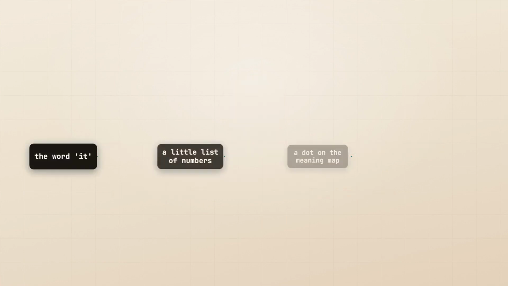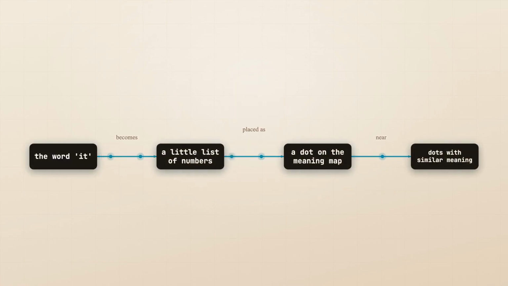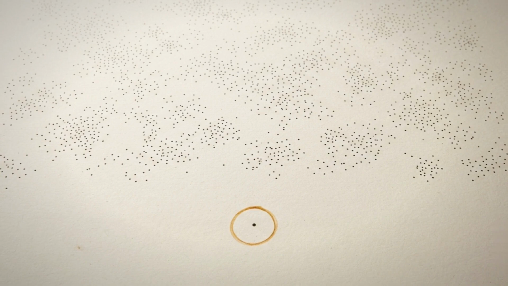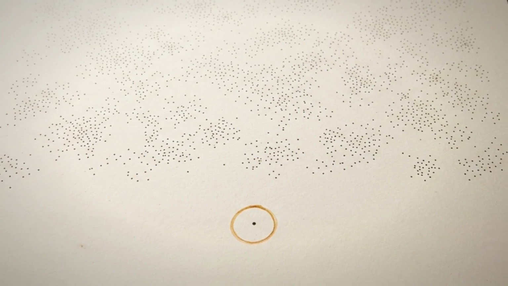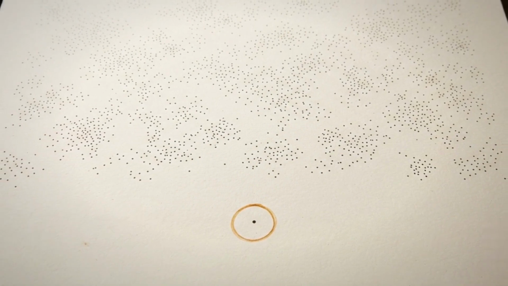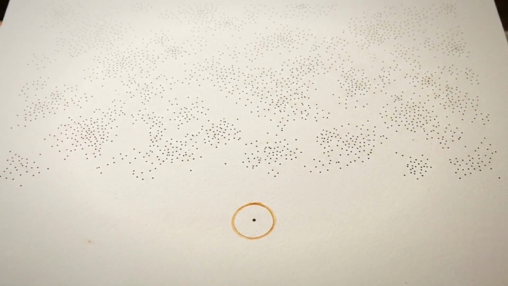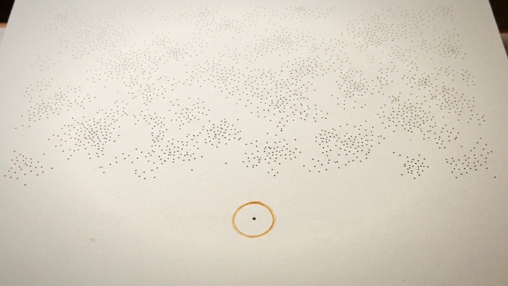First, let's remember where we are. An AI doesn't read letters like we do. It turns each word into a little list of numbers. Think of it as a dot placed on a giant map, where words with similar meaning sit near each other. We built that map in the embeddings video, so the AI is holding a row of dots now, one for every word in the sentence.